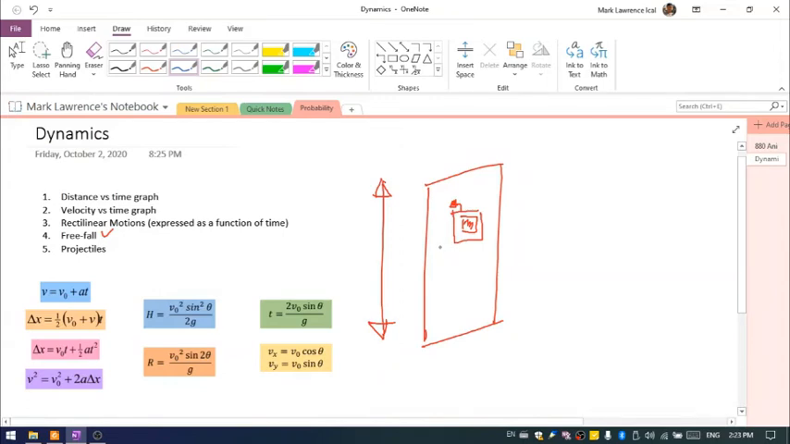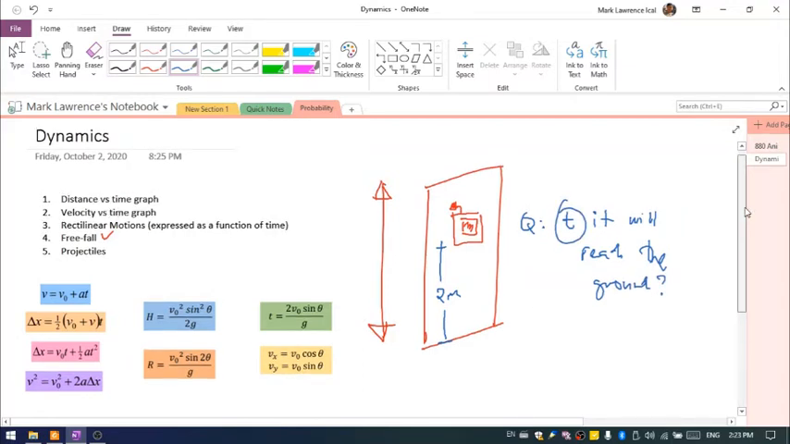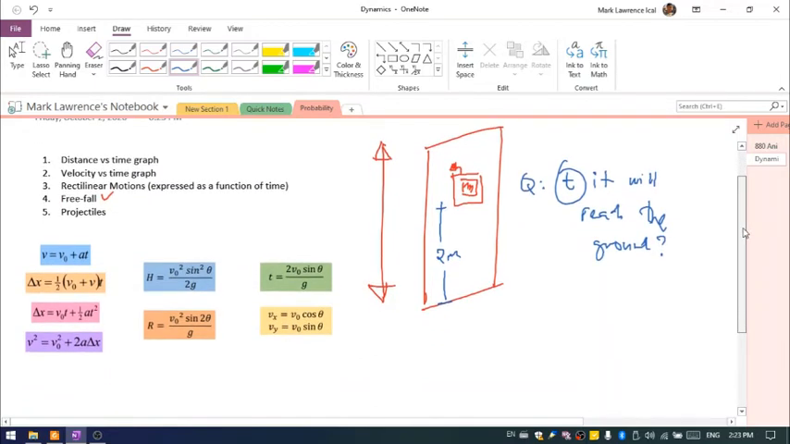Let's say that this mirror is hanged 2 meters from the ground. Okay. So, the question is, find the time that it will reach the ground. So, given that the height of the mirror is 2 meters. Okay.